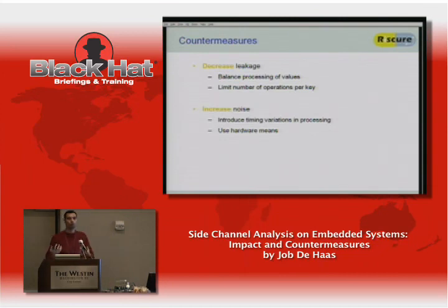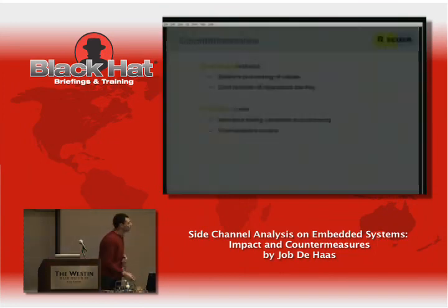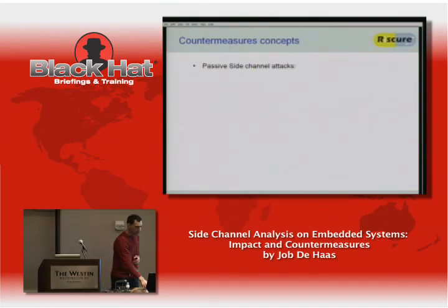The other one is increasing noise. Increasing noise can be done by making it very difficult to align, for instance, but also make the noise level high and the signal level very low. So you need to make a lot of measurements to get that signal out of the noise. And you can do that, of course, in software, partially, but also in hardware. So what does it look like?